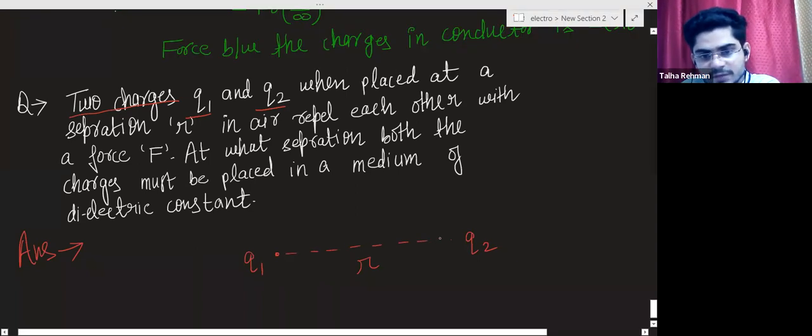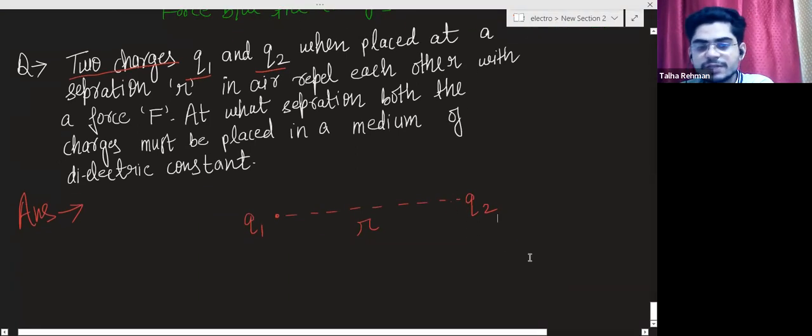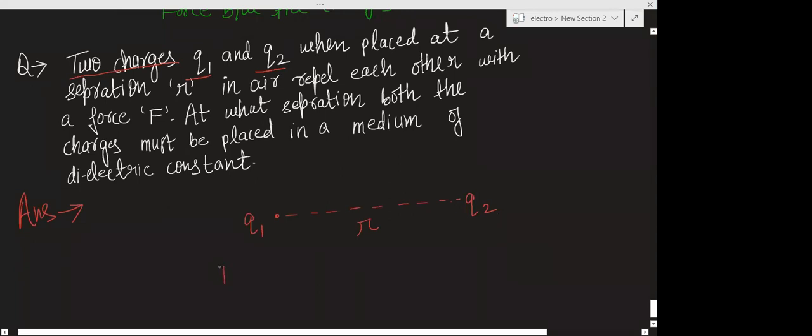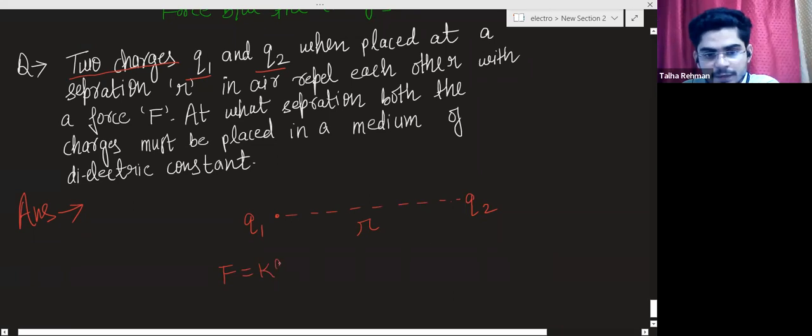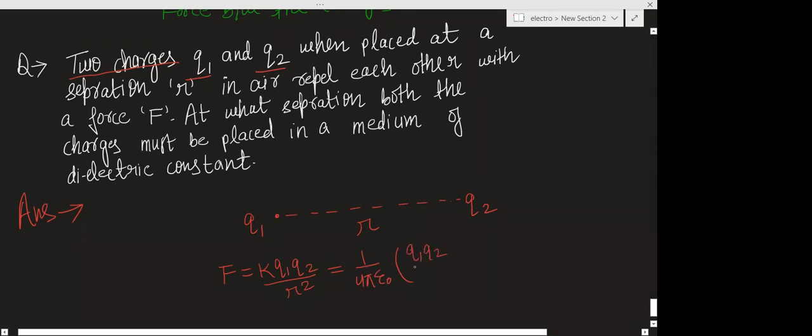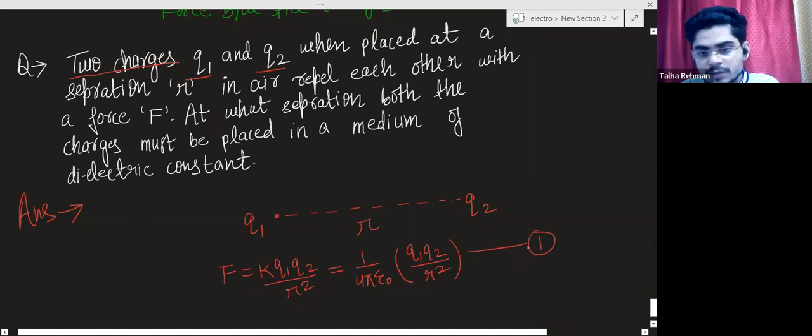And F is given in the question. And what is F? We already know. F is equal to K Q1 Q2 by R square. And I can write here 1 upon 4 pi epsilon naught, Q1 Q2 by R square. This is the first part of the problem.